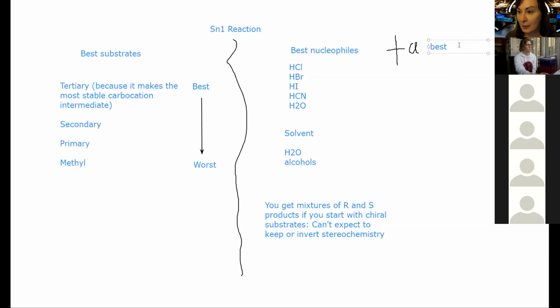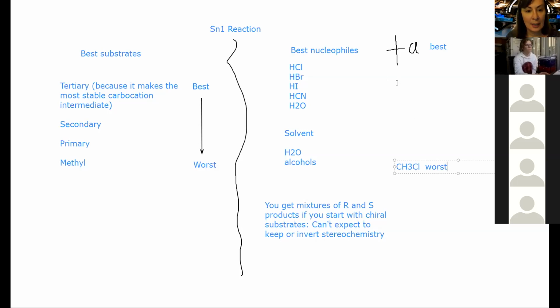Now, of the things that were listed there, the methyl one was the worst. So I'm going to put it down here. I can just type that one: CH3Cl, okay? If we were ranking substrates, what would this be? Best, second best, third best, or worst? Worst. That would be our worst substrate, right?